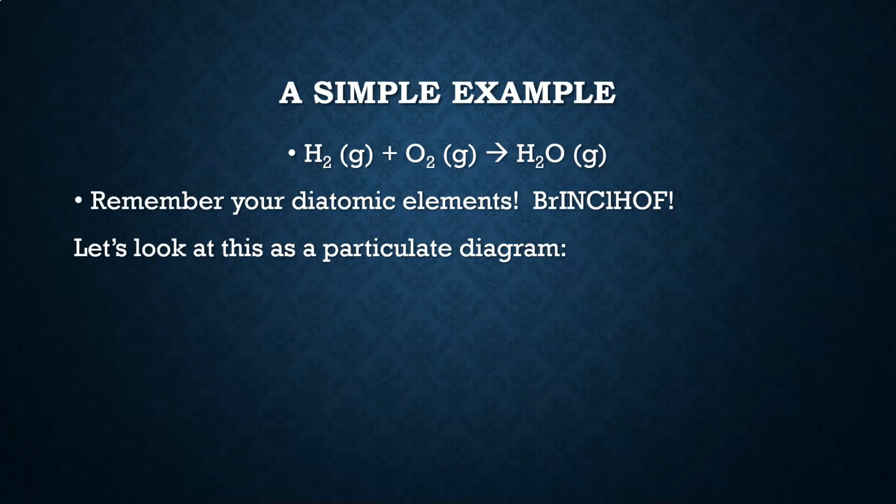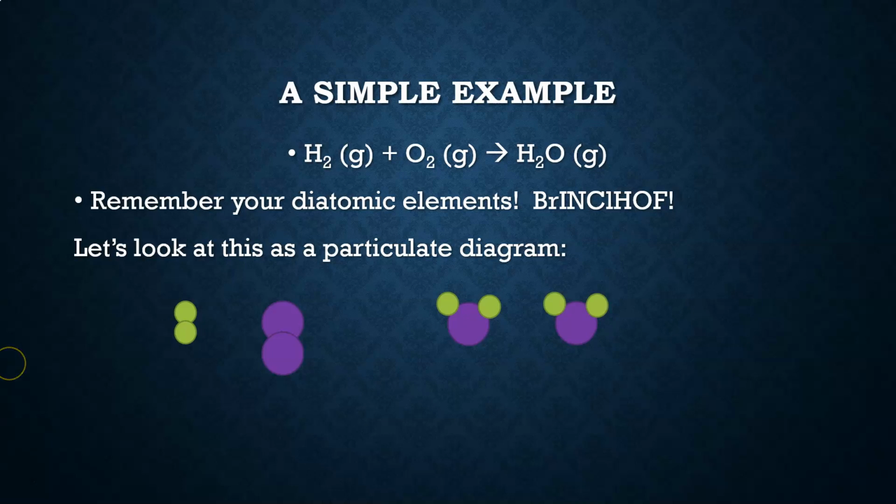So let's look at this as a particulate diagram. We'll start by drawing one of each of the molecules. Hopefully you can immediately see the issue here. We only have one oxygen atom on the product side. We can't just put the extra O out here and say, we're good. The product in our chemical reaction is water molecules. So we have to make H2O.